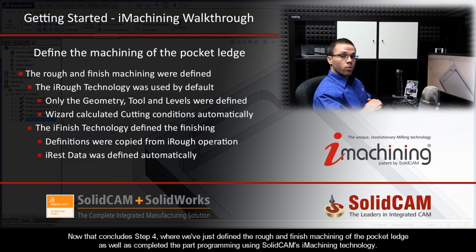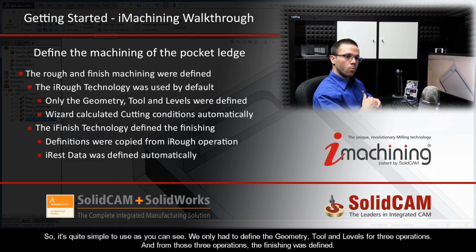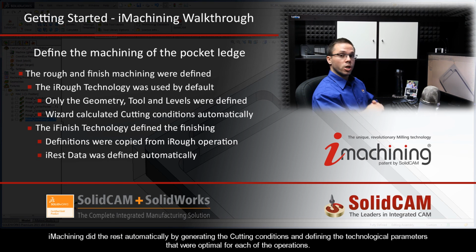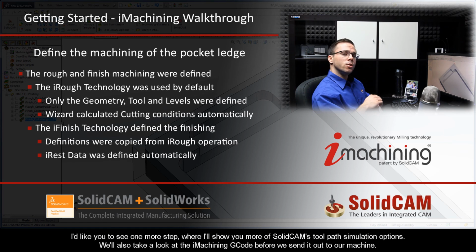Now that concludes Step 4, where we've just defined the rough and finish machining of the pocket ledge, as well as completed the part programming using SolidCAM's iMachining technology. So it's quite simple to use, as you can see. We only had to define the geometry, tool, and the levels for 3 operations. And from those 3 operations, the finishing was defined. iMachining did the rest automatically by generating the cutting conditions and defining the technological parameters that were optimal for each of the operations. Now, I'd like you to see one more step where I'll show you more of SolidCAM's toolpath simulation options. And we'll also take a look at the iMachining G-code before we send it out to the machine.